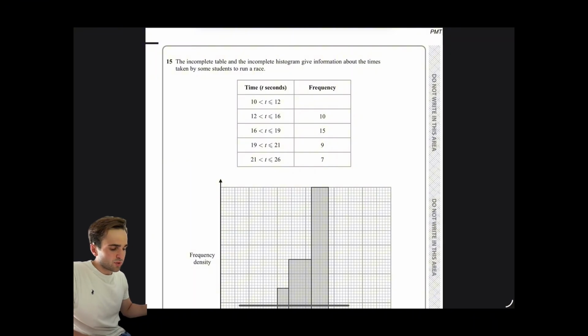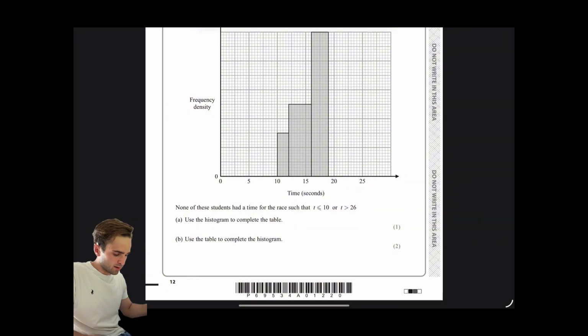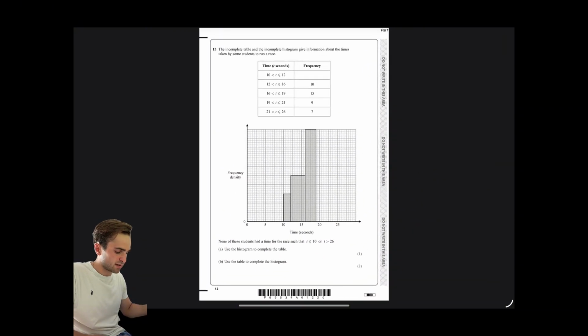Now, question 15. The incomplete table and the incomplete histogram give information about the times taken by some students to run a race. So we have our table of frequency and we have a graph. None of these students had a time for the race such that t is smaller than 10 or t is greater than 26. Use the histogram to complete the table.